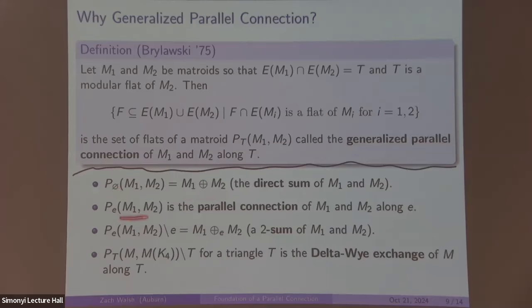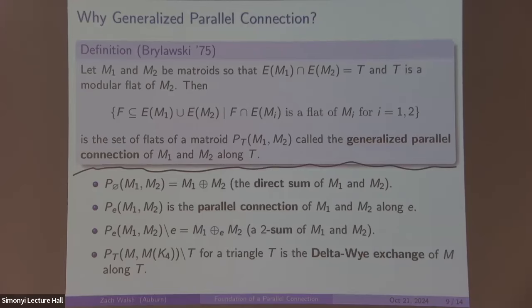If my matroids are simple and they agree on just a single element E, that's always a modular flat and actually in both matroids. So I can construct this new matroid here. And this special case is known as the parallel connection of M1 and M2 along E. This is just a very fundamental operation. It generalizes gluing 2 graphs together along an edge. That's what we're doing here. And then a couple others.